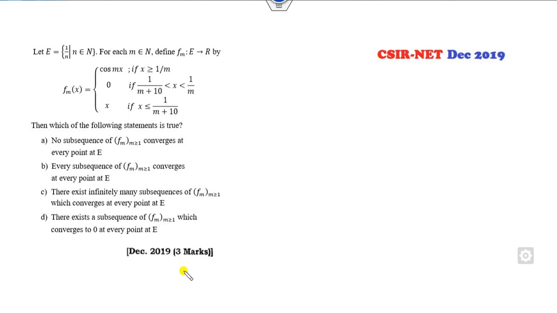Now again it's a part B question. Again they are talking about the sequence. And the options are related to the subsequence. E is the collection of all those 1 over n such that n is a natural number. That means 1, 1 over 2, 1 over 3 and so on. fn is the sequence defined this way. You have to take the subsequence.